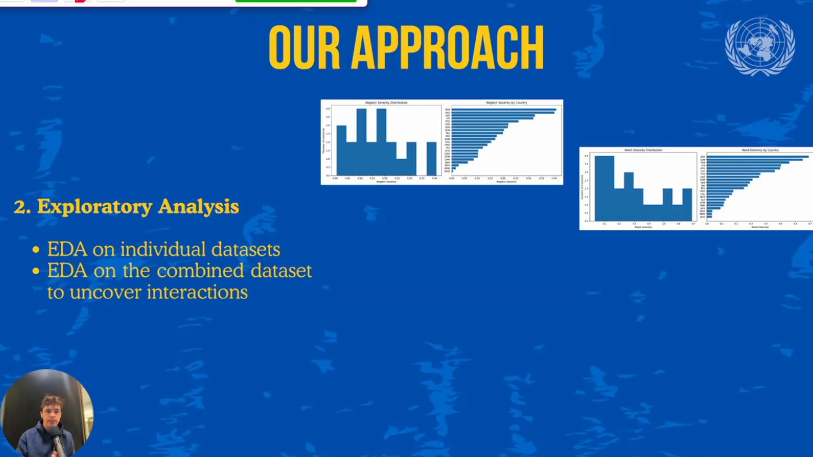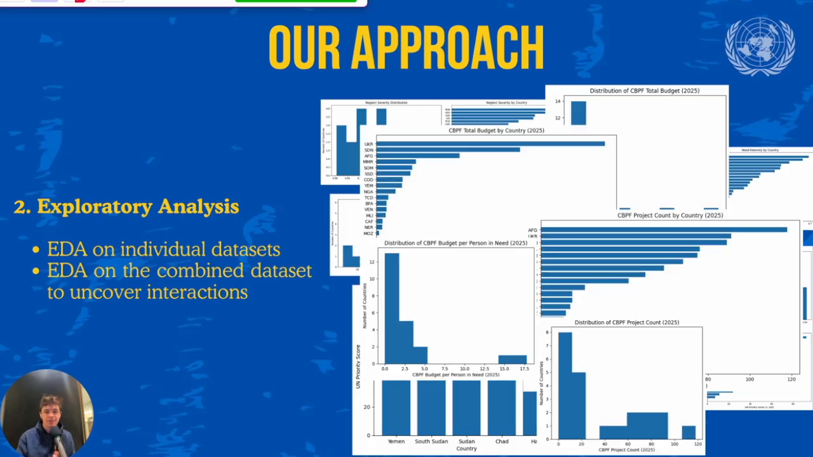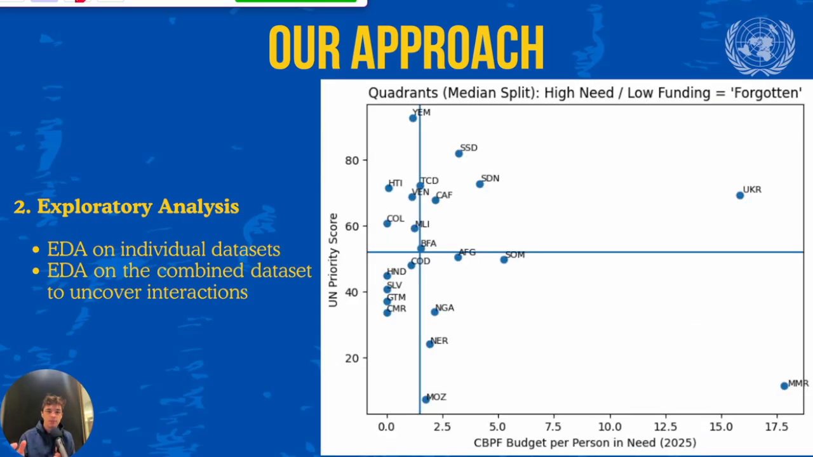Then we performed EDA and made lots and lots and lots of graphs. I think this graph in particular is really interesting. You can see the countries in the lower right hand of the quadrant are getting a lot more funding but have a lower priority score, whereas the ones in the top left are underfunded yet have a high priority score, with Yemen being a specific example of a country with a really high calculated UN priority score but a really low budget per person in need.